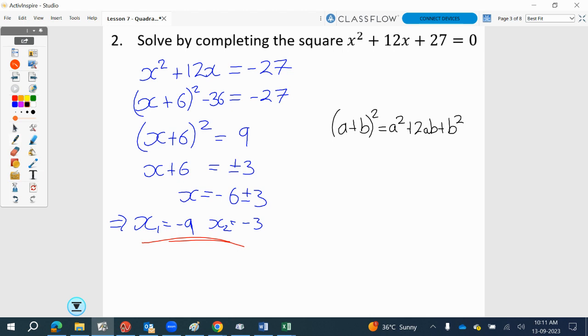So what if the 12 is minus 6? There's not a lot of difference in the expansion of this one. It gives us a squared minus 2ab, but it's still plus b squared. So we still take away b squared. Okay, that's an easy one.